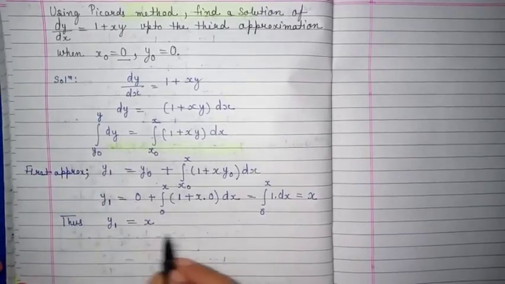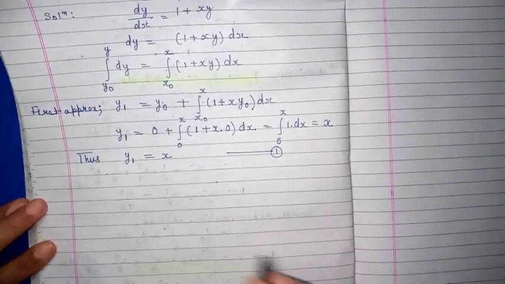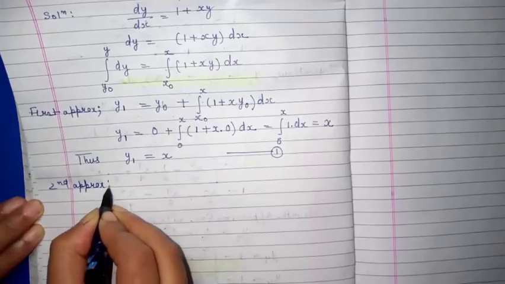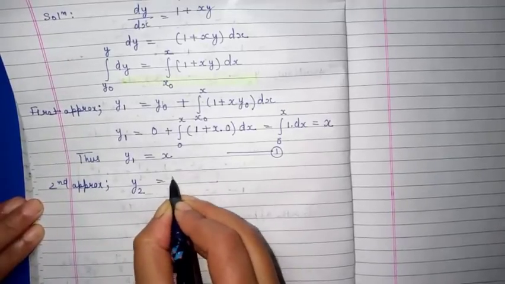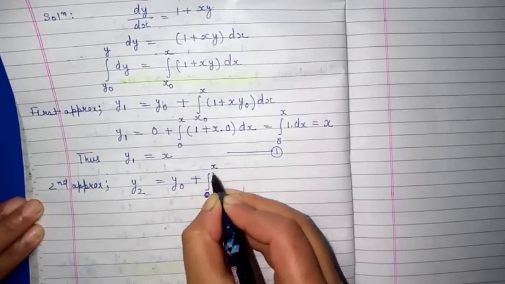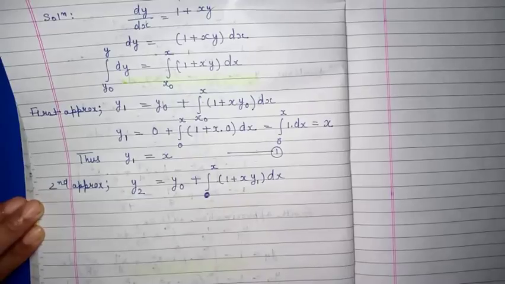Okay, this is 1, and this equation I am writing as equation 1. Now we are going to find our second approximation. Second approximation, y2 is equal to y0 plus integration from 0 to x of 1 plus x y1 dx. Yes, no problem in this.